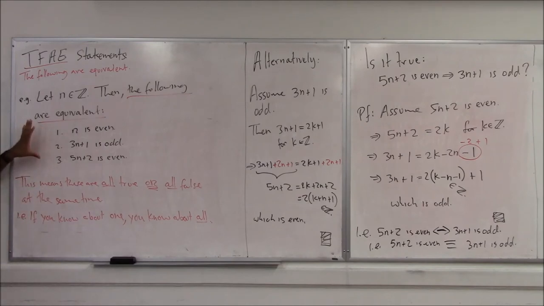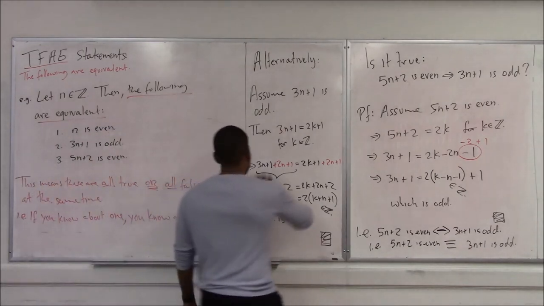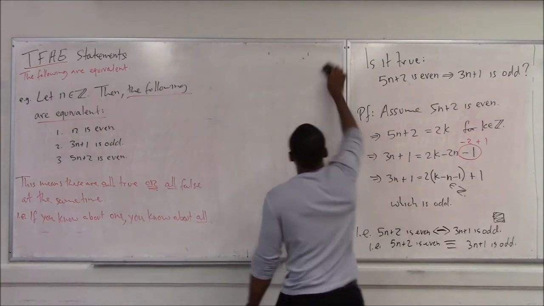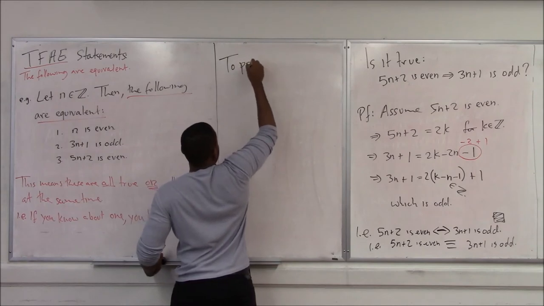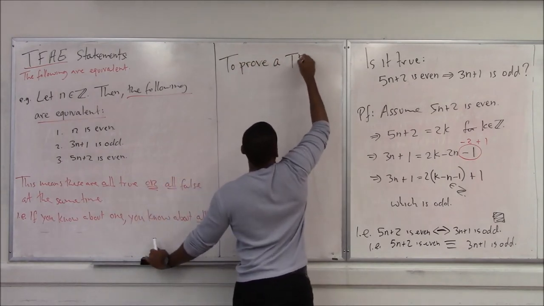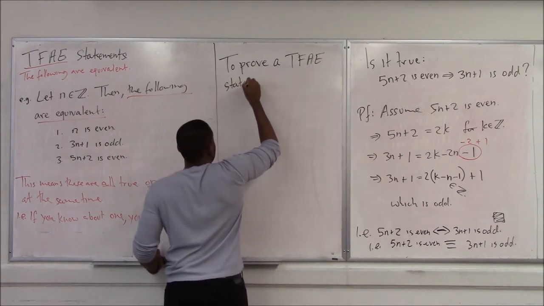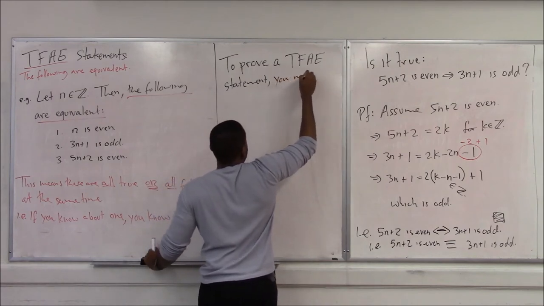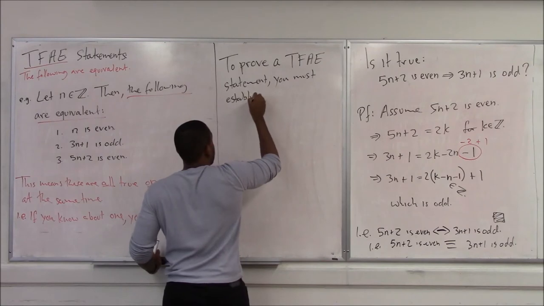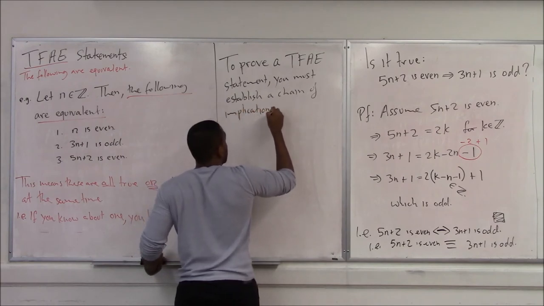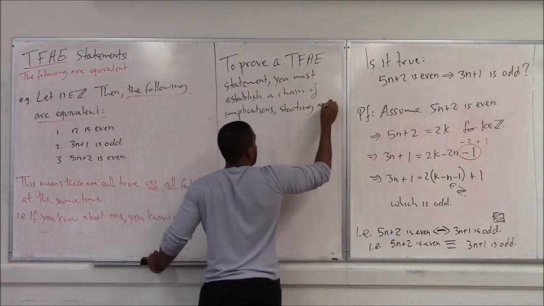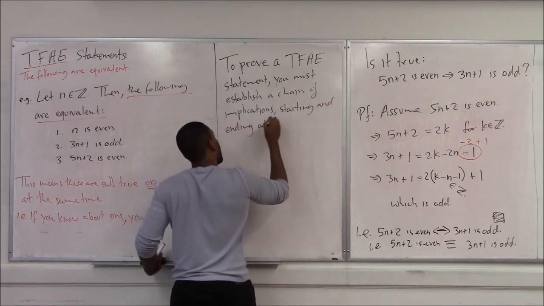Right? So this is a very important kind of statement in mathematics because it allows you to prove something more complicated by picking up whichever one is easiest for you in a certain context. Now to prove these kinds of statements, you kind of have to do this sort of thing. Essentially, you have to do what we essentially kind of did here. So if I give you a statement like this, the following are equivalent statement, you must establish literally a chain of implications, starting and ending at the same statement.